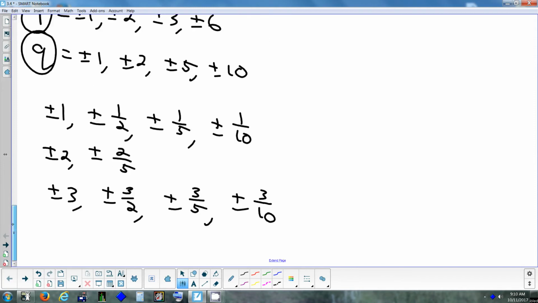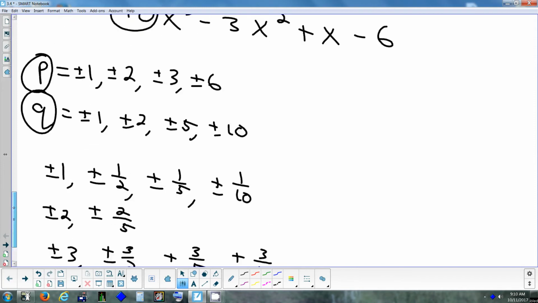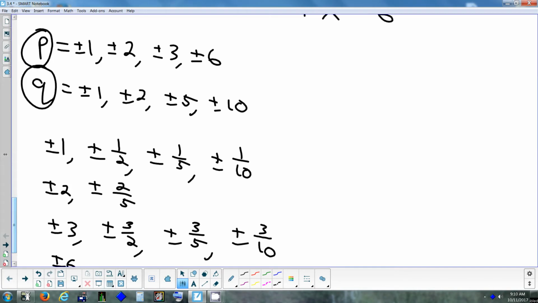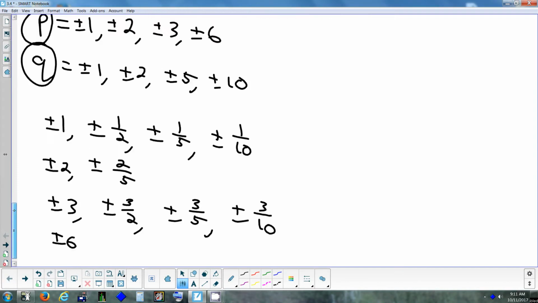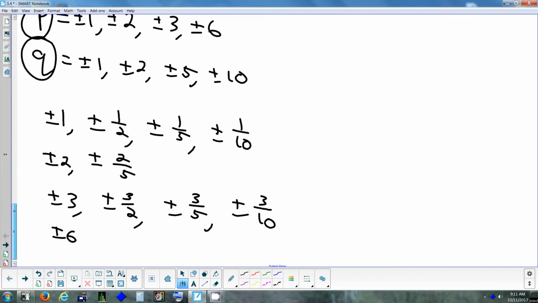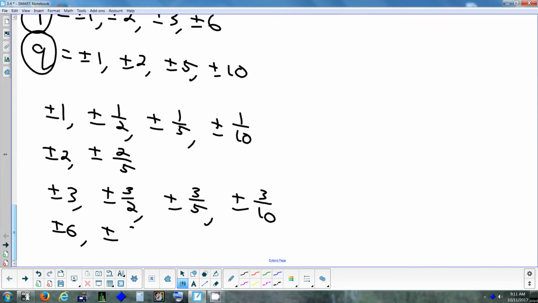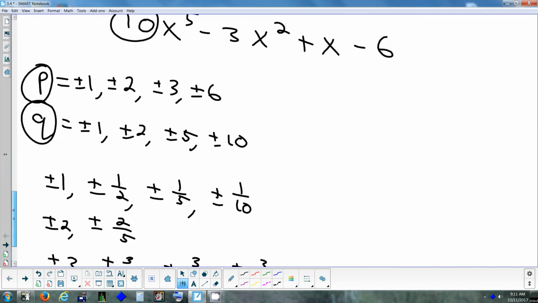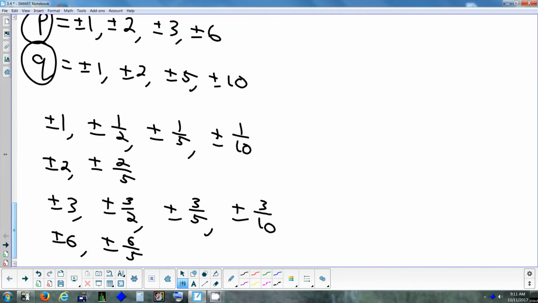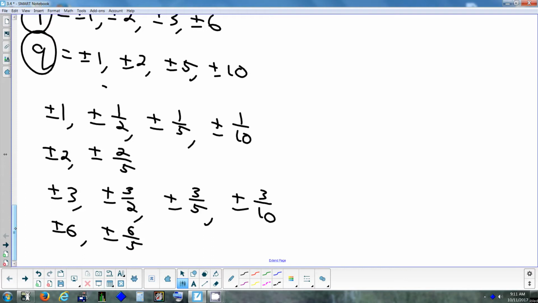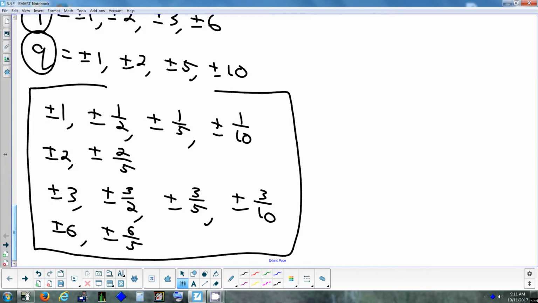So we could have 6. How about 6 over 2? Do I need to write that one? No, we already have 6 over 2, that's 3. 6 over 5, do we have that one? No, we don't have 6 over 5. And the last one, 6 over 10, do we have that? Yep, that's 3/5. So what we just generated is a list of all possible rational roots.